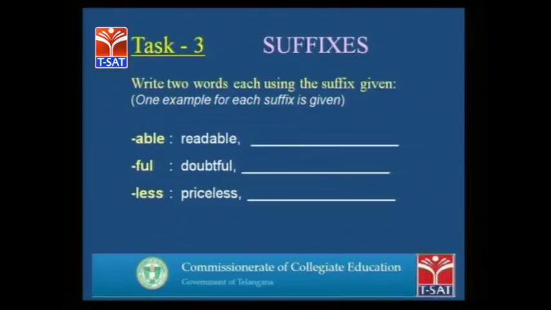Now we look at the task for suffixes. As usual, three suffixes are given here. For example, able, readable; full, doubtful; less, priceless. You have to write down at least two words for each suffix mentioned here. Shall we see, Mr. Krishna, what are homophones and homonyms and homographs?